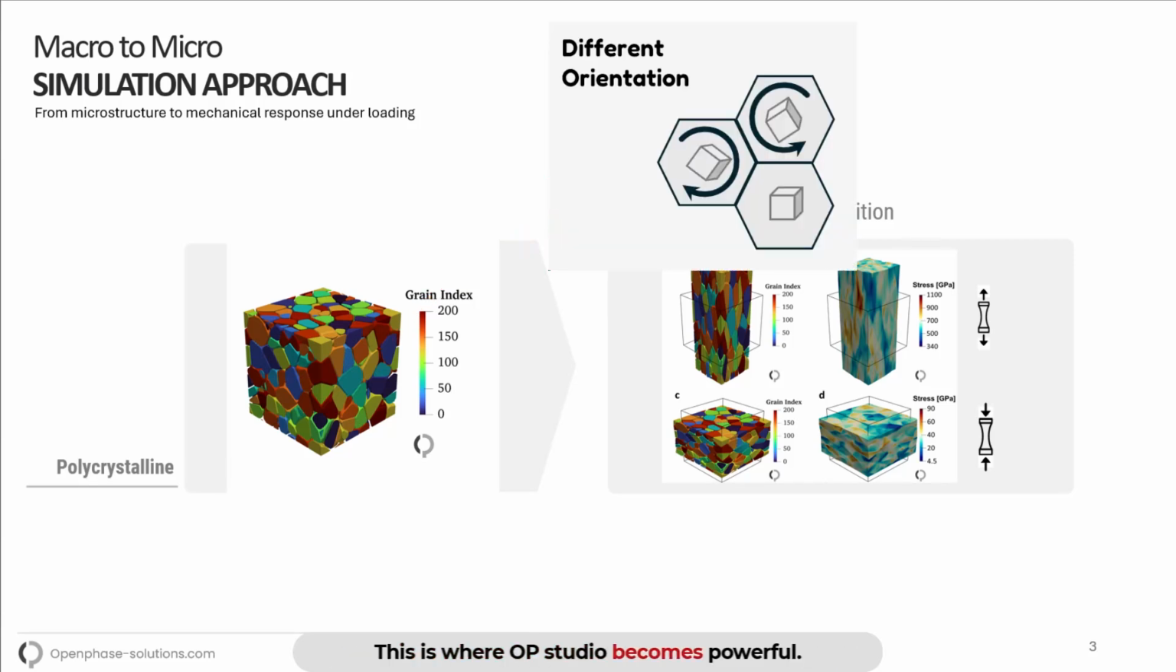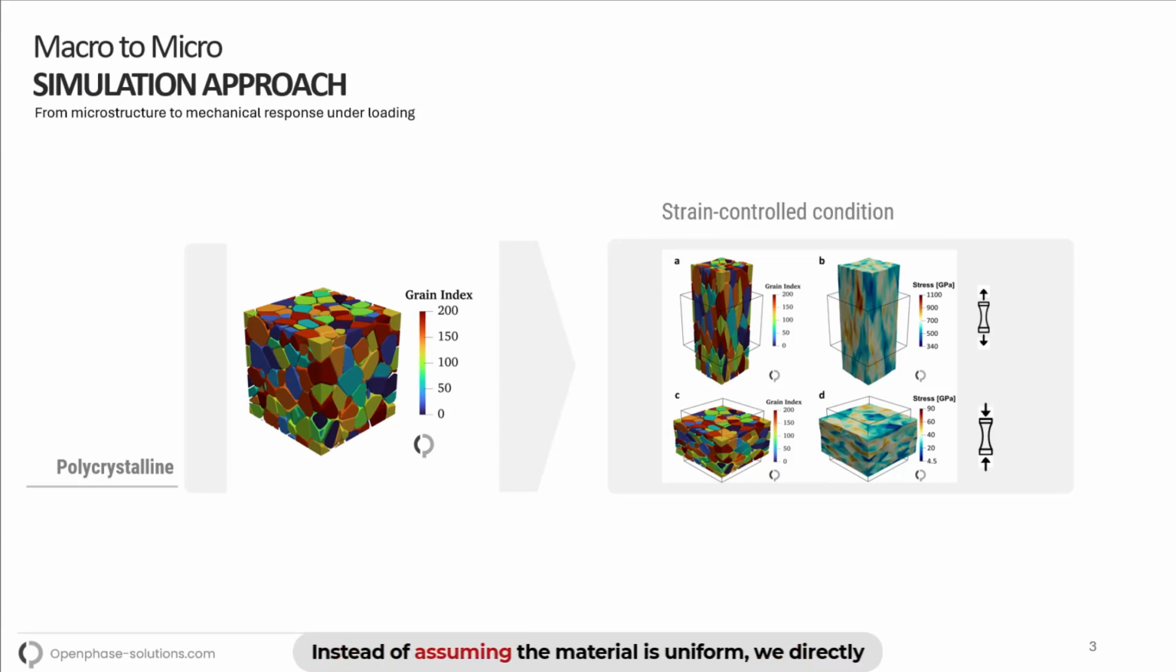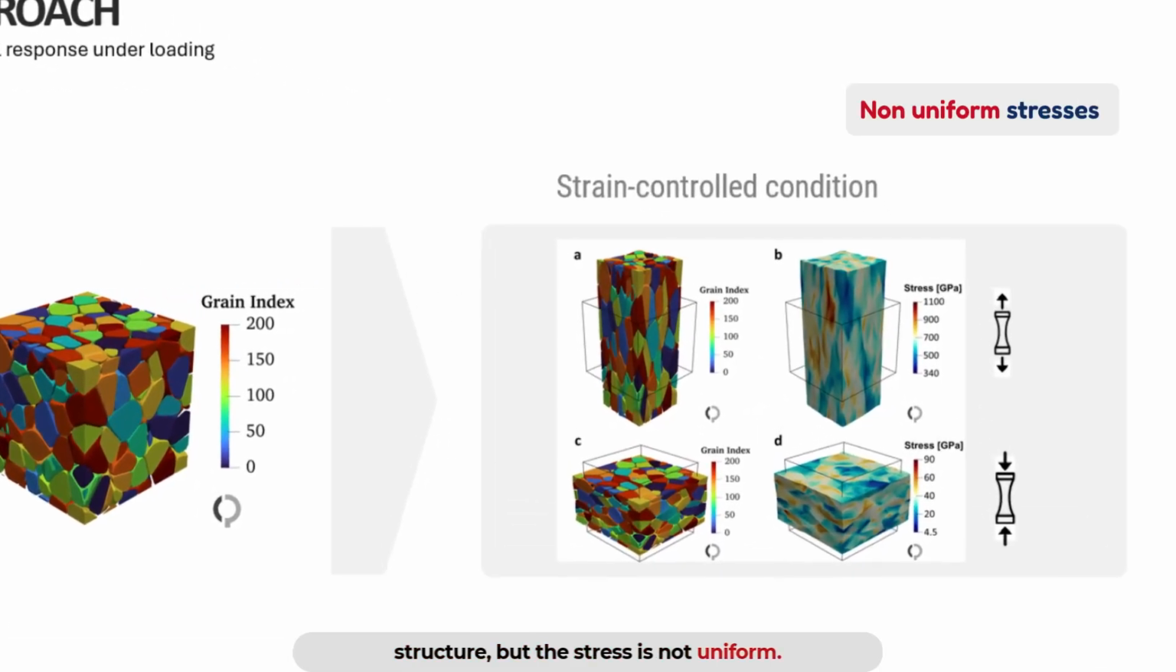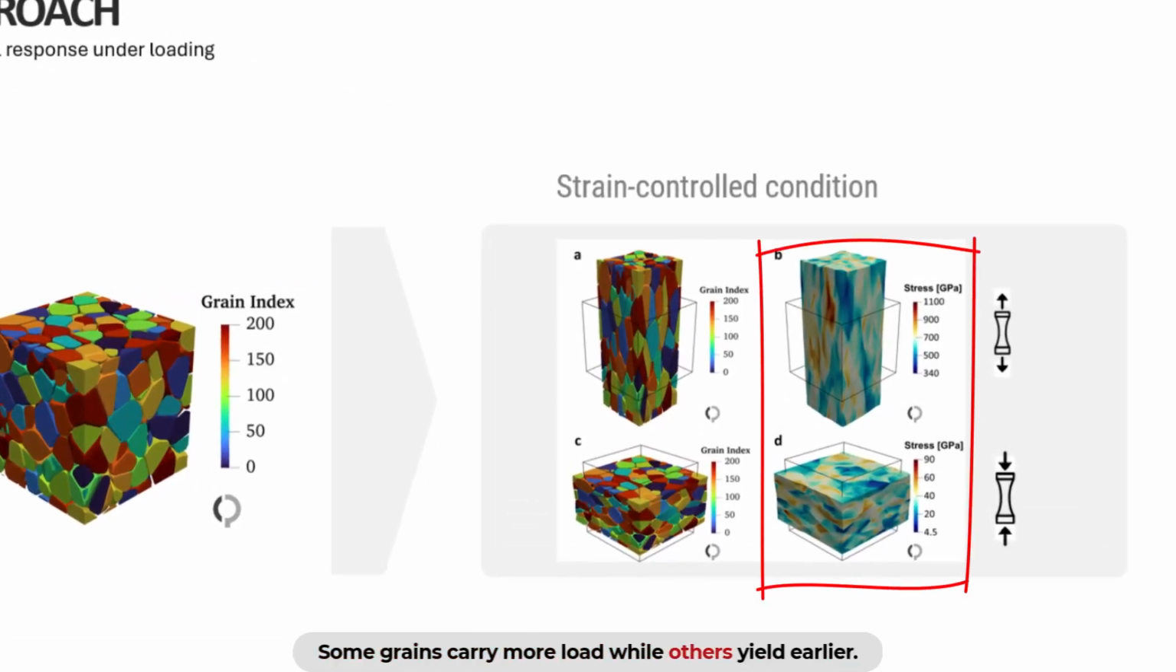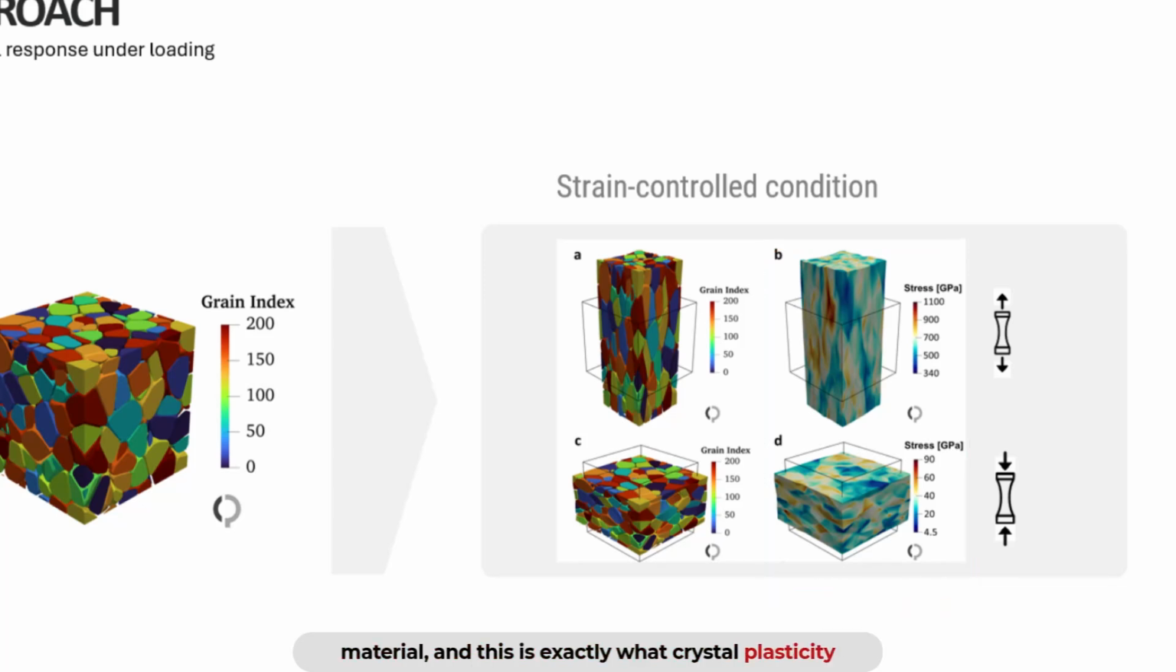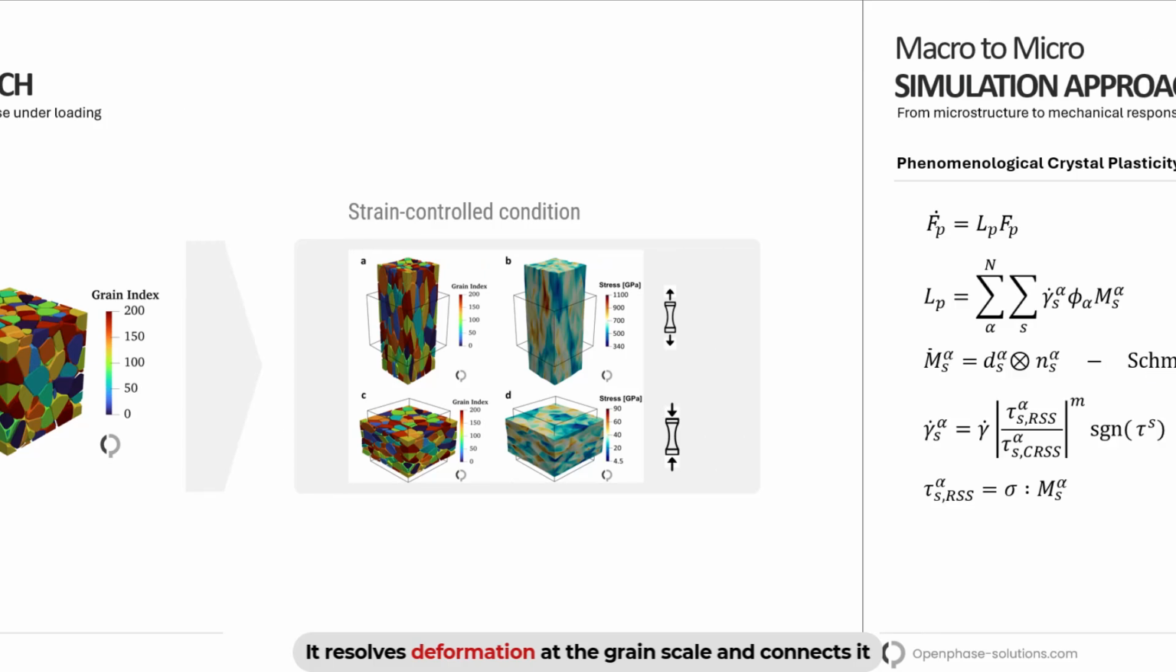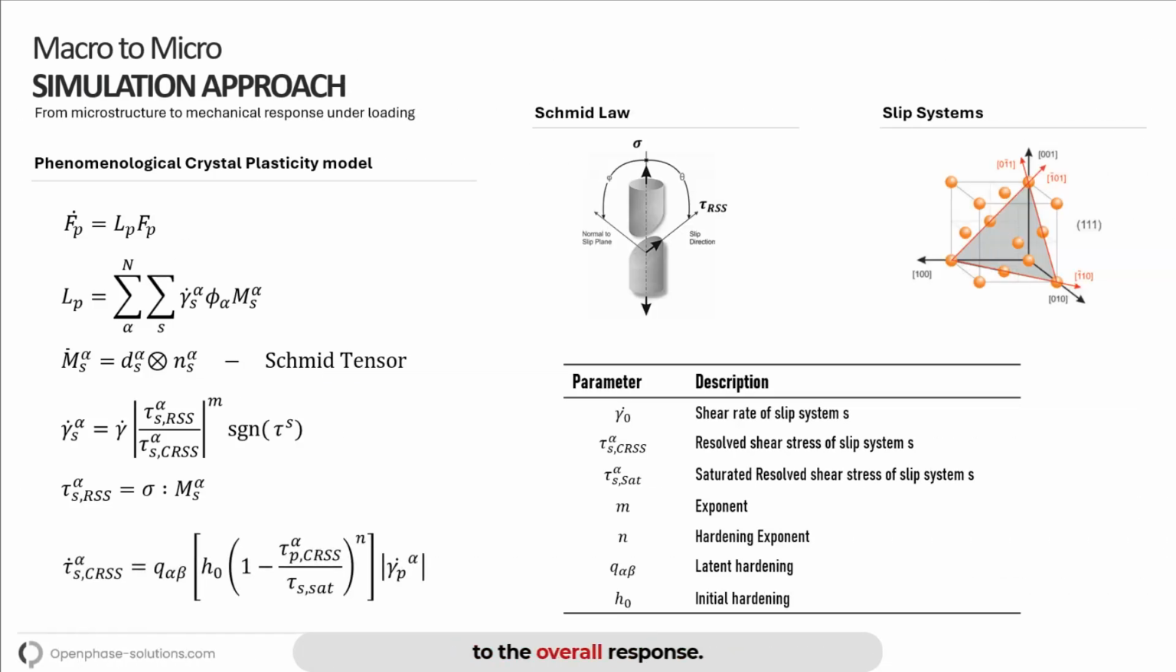This is where OPStudio becomes powerful. Instead of assuming the material is uniform, we directly simulate the polycrystalline microstructure. Now we apply a strain-controlled tensile load. As the material is stretched, stress develops inside the structure, but the stress is not uniform. Some grains carry more load, while others yield earlier. This creates a heterogeneous stress field inside the material, and this is exactly what crystal plasticity captures. It resolves deformation at the grain scale and connects it to the overall response.